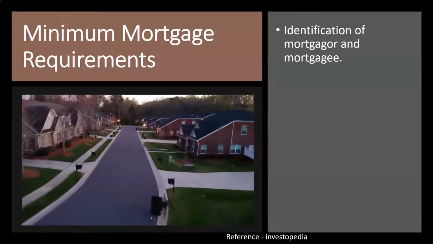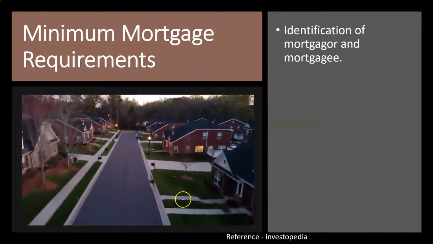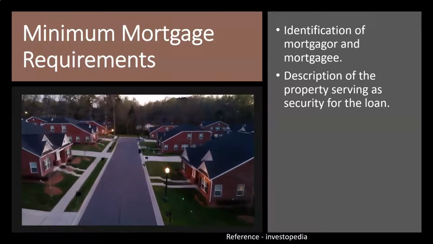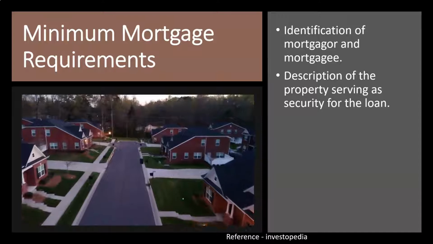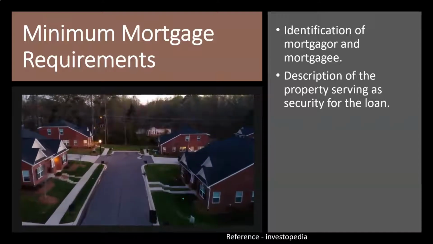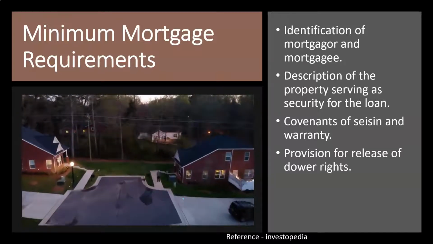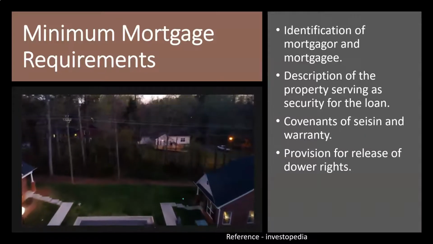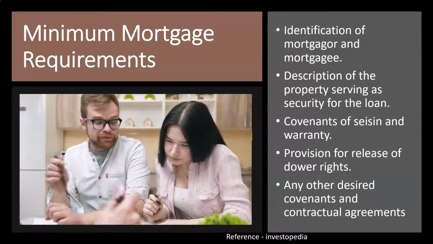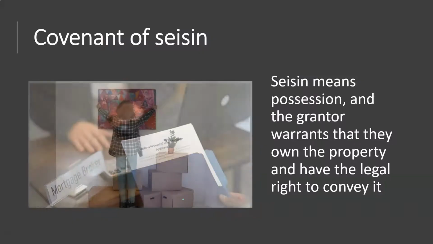Minimum mortgage requirements: identification of the mortgagor and the mortgagee. Obviously we have to list who is who. Description of the property serving as security for the loan. Clearly if we're putting the loan on some property as collateral, we need to be specific about what that property is. Covenants of seisin and warranty. We'll take a look at that in a little more detail soon. Provision for release of dower rights. We'll look at that in a little more detail soon. Any other desired covenants and contractual agreements.